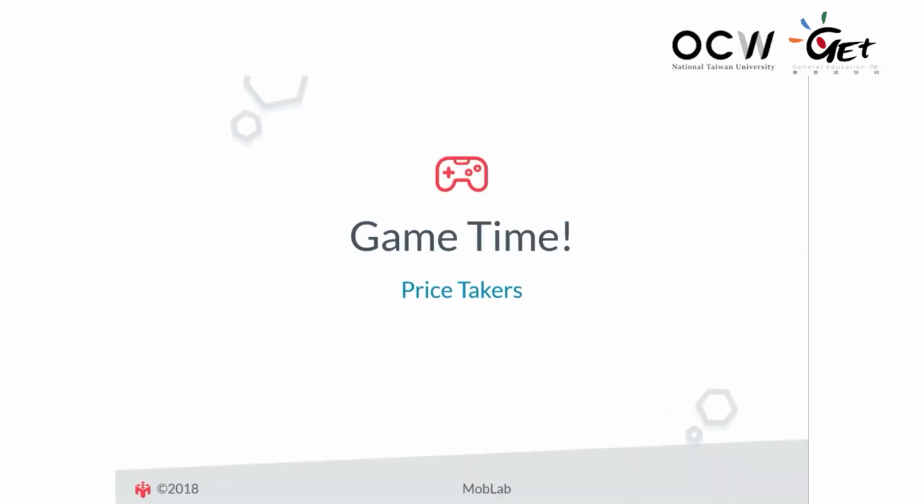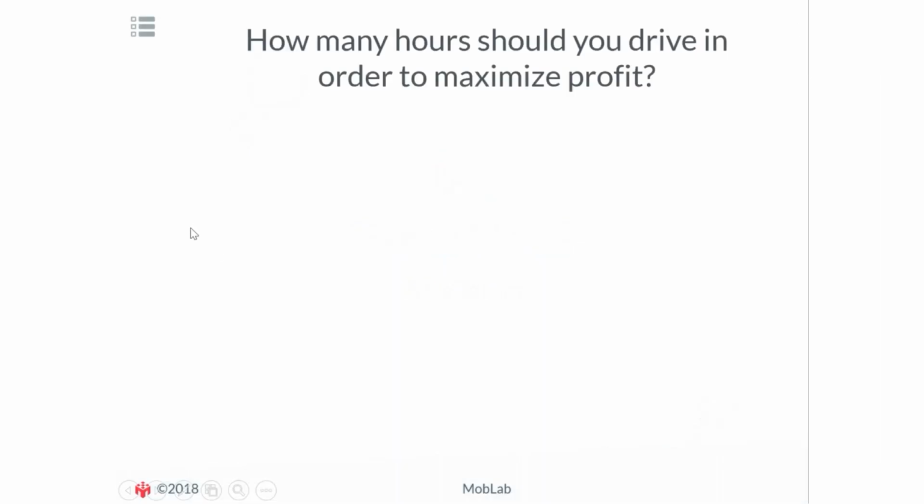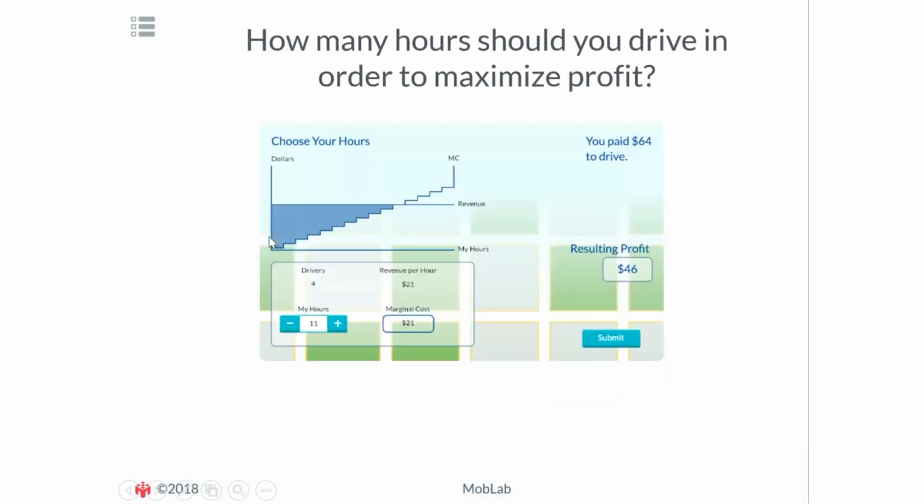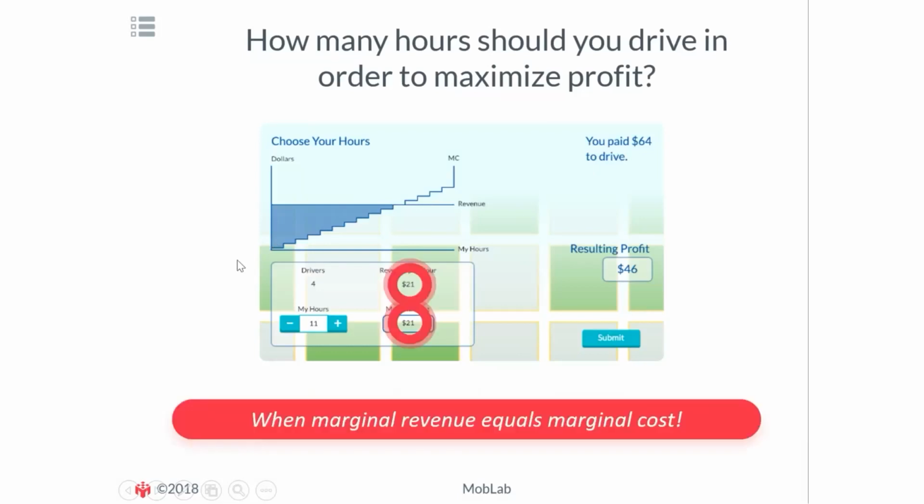Okay, so time's up. Let's go back to the slides. How many hours should you drive in order to maximize profit? The key thing here is that we talked about this throughout: MR equals MC. Here on the screen, you see the hourly revenue, that's your MR, and you can see your marginal cost as you increase your hours. So you have to increase up to the point that MR equals MC.